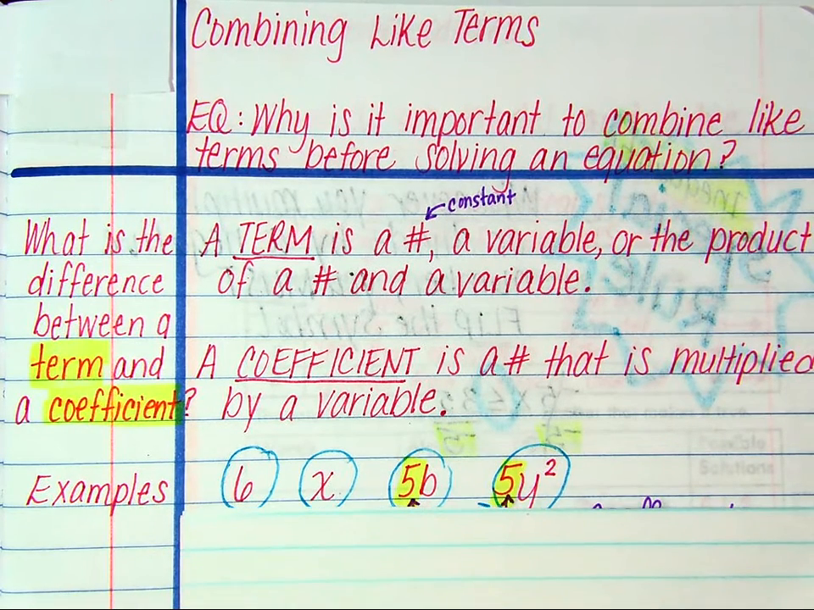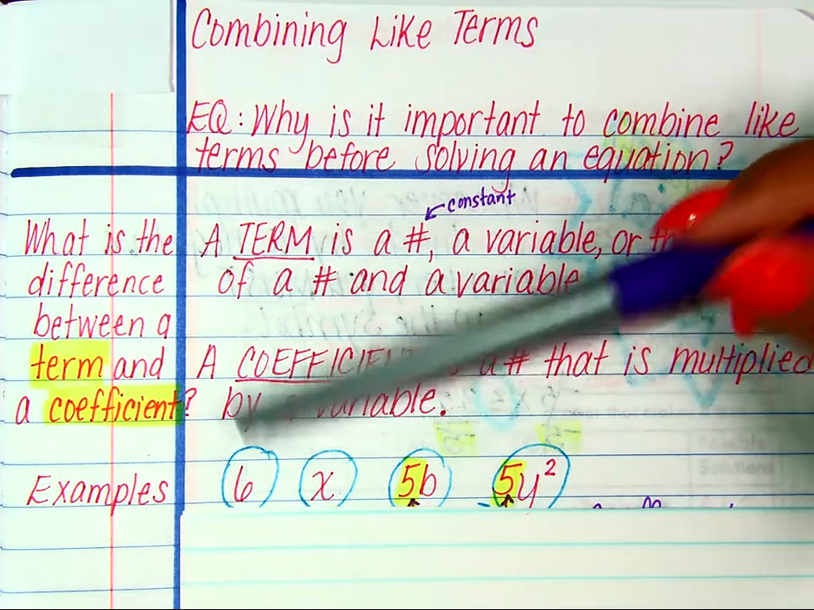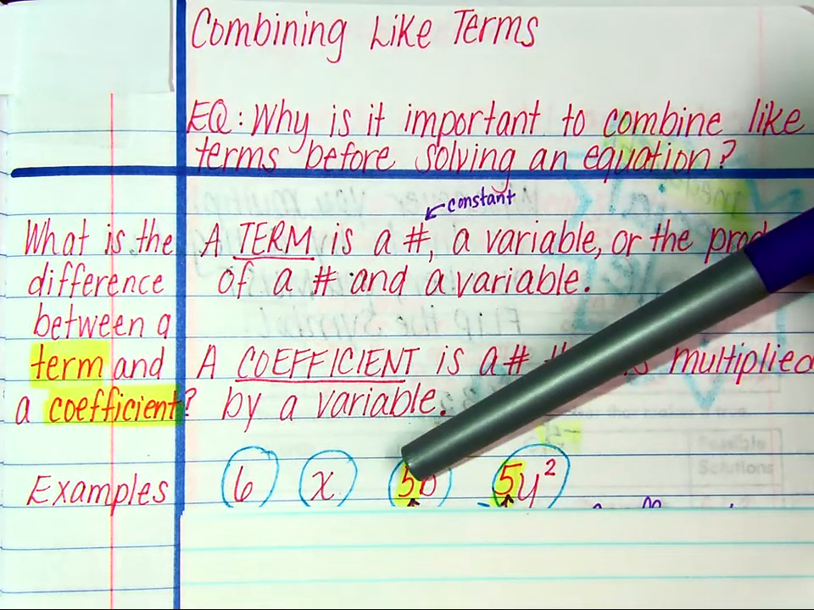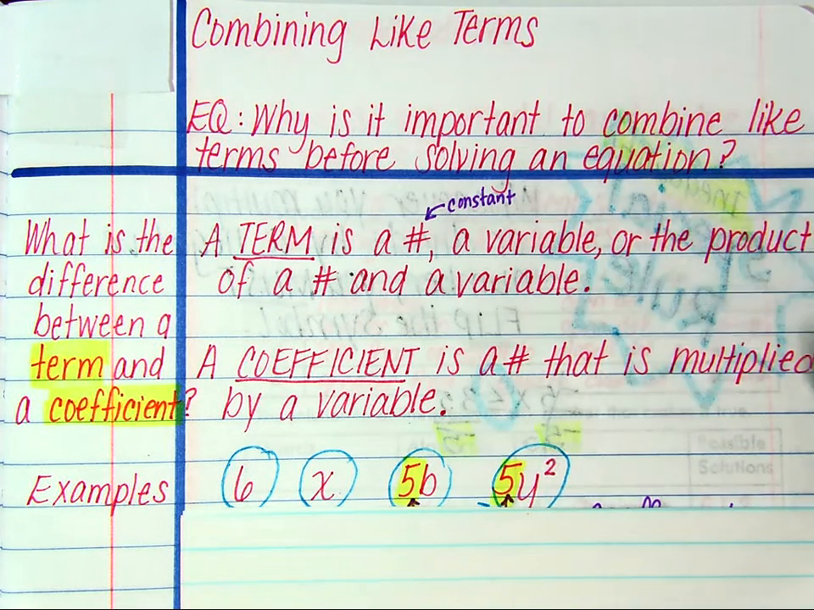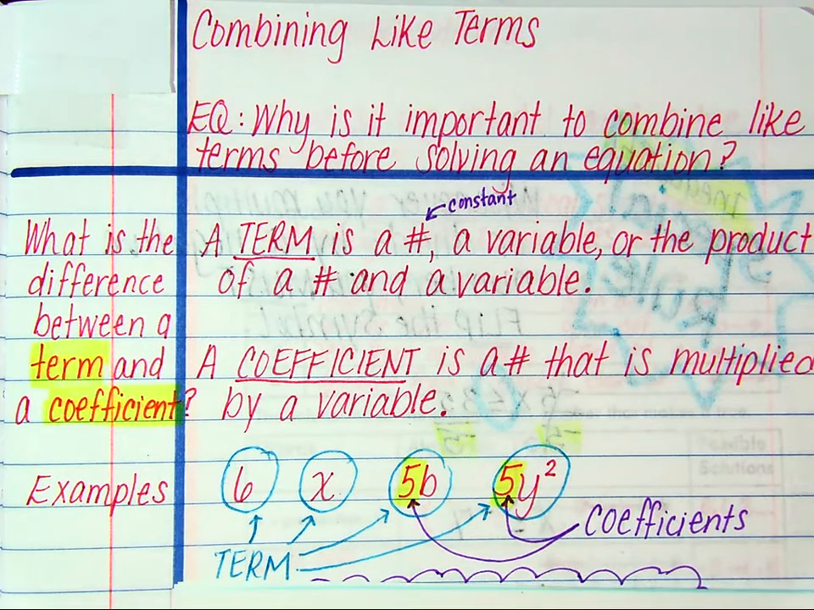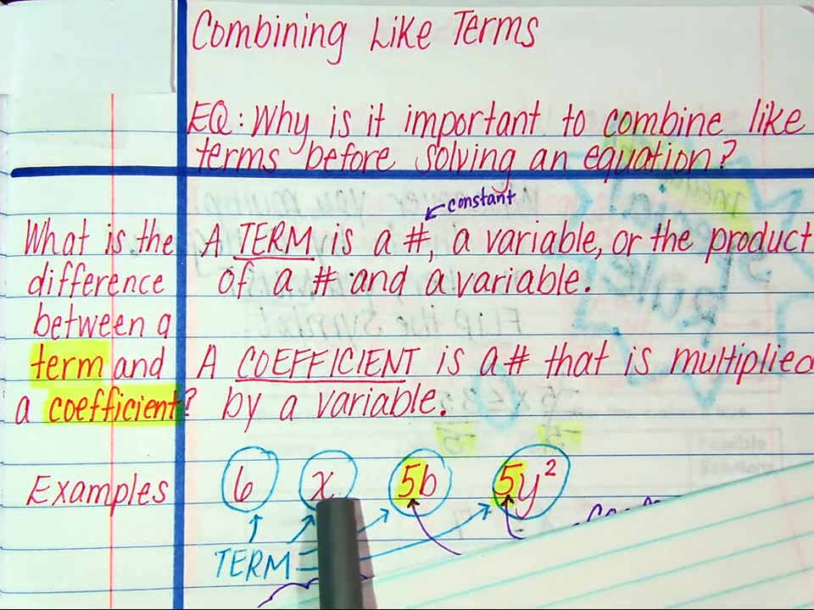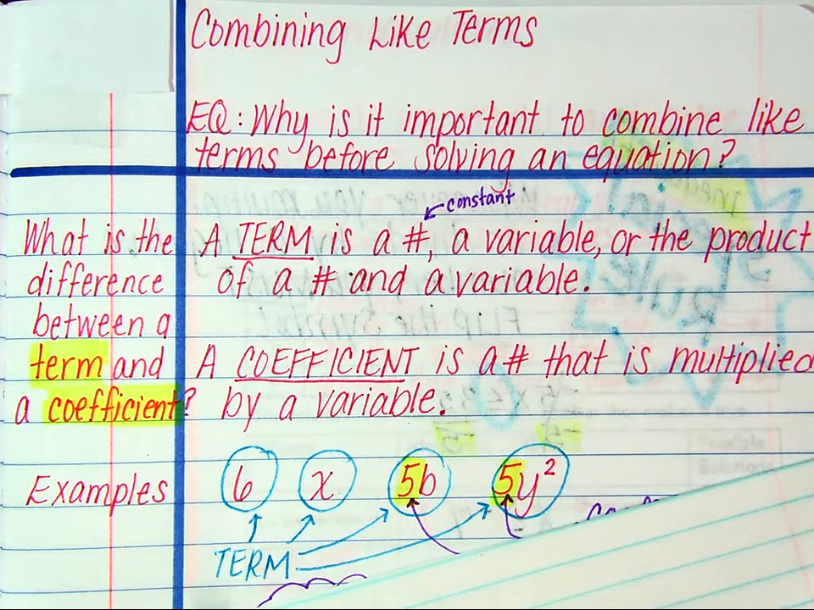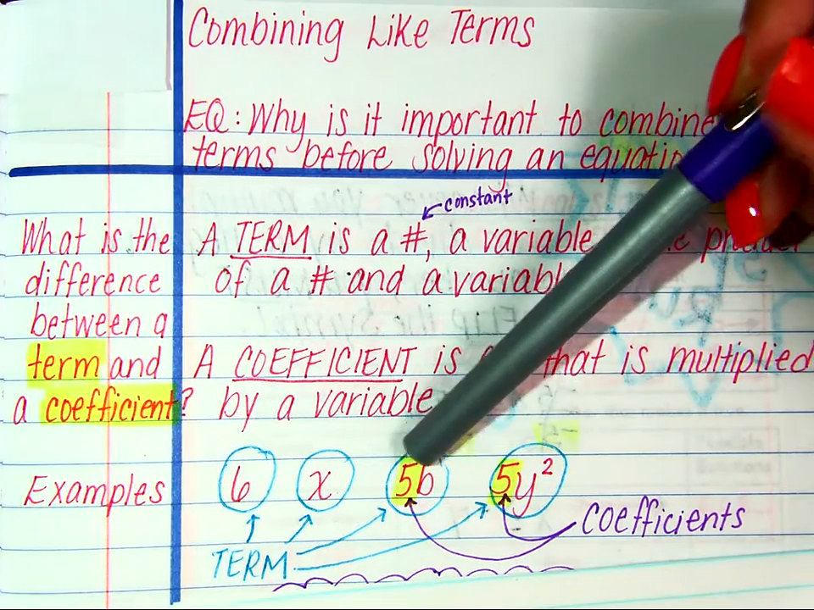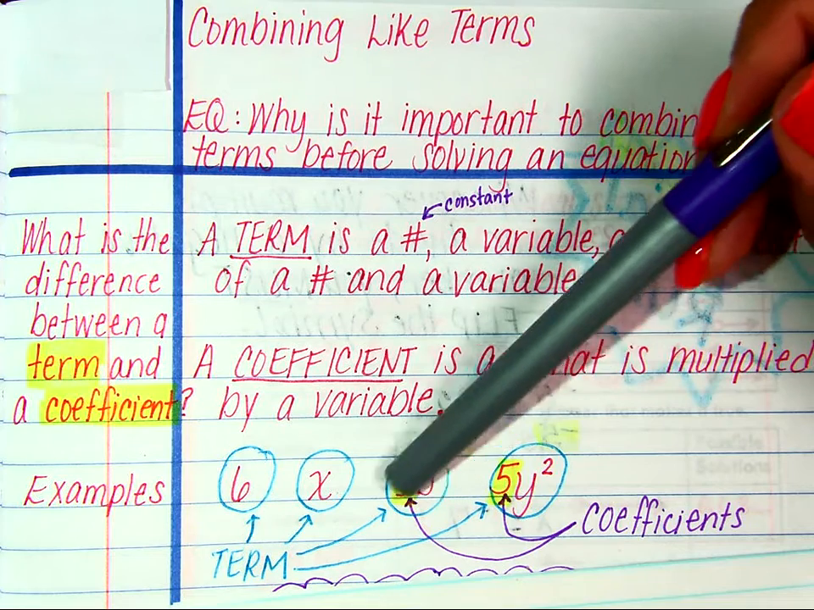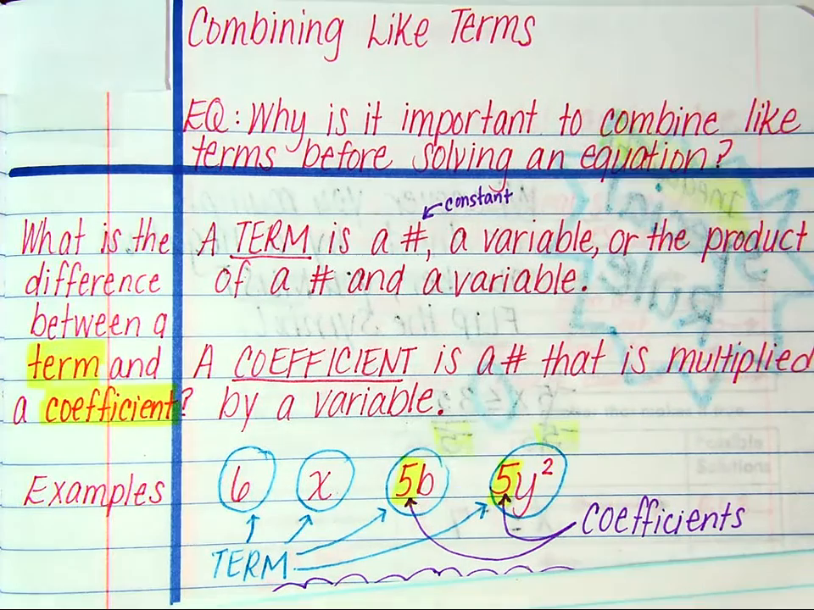Okay, so I have some values here. We have 6, x, 5b, 5y to the second power. Each of these are considered terms. So all 4 of these are a different type of term. We have a number, a variable, or the product of a number and a variable. Okay? And then coefficients are what I have highlighted here, these 5s that are in front of those variables. It's showing that we're multiplying the number times the variable. So those are your coefficients.